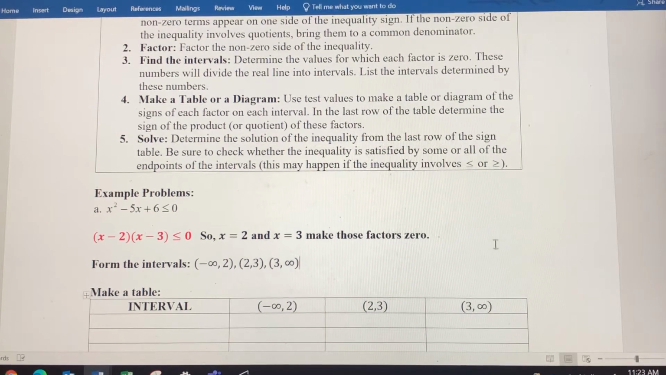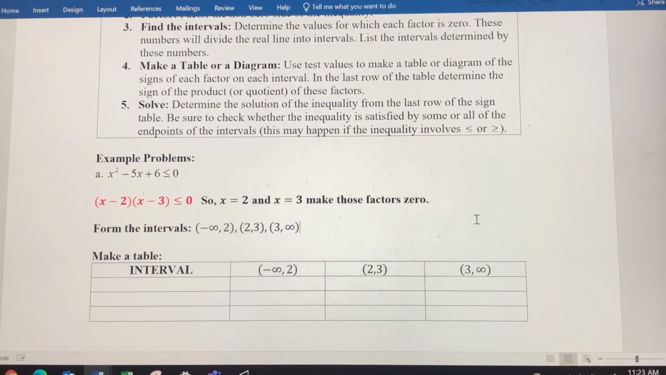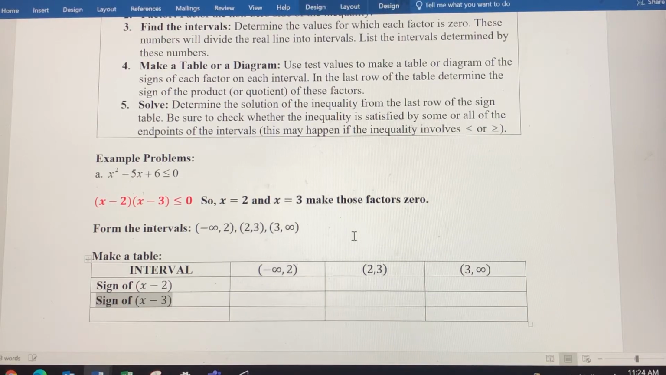So when I'm setting up my table, I'm going to have my intervals here. Okay, so I'm going to make my table or my diagram. Now what I want to do is determine the sign of any value that falls in this interval for each of these factors. So my first factor was x minus 2. My second factor was x minus 3, and then I want to determine the sign of the product of these two factors, x minus 2 times x minus 3.